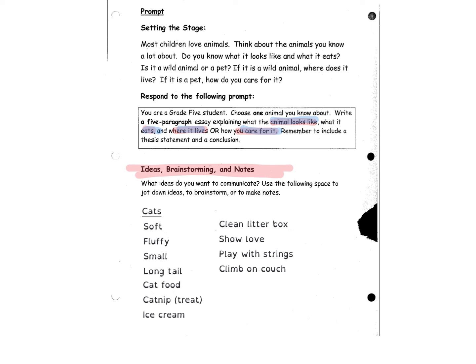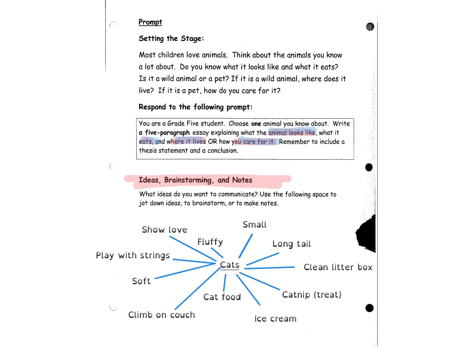Another way to show this information would be in a word web. Some people like word webs, and this is what that would look like. Here is a word web. As you can see, I still have my main heading of cats in the middle, and surrounding it, I have all the information that I've come up with that connects to the prompt of what the animal looks like, what it eats, and how you care for it.